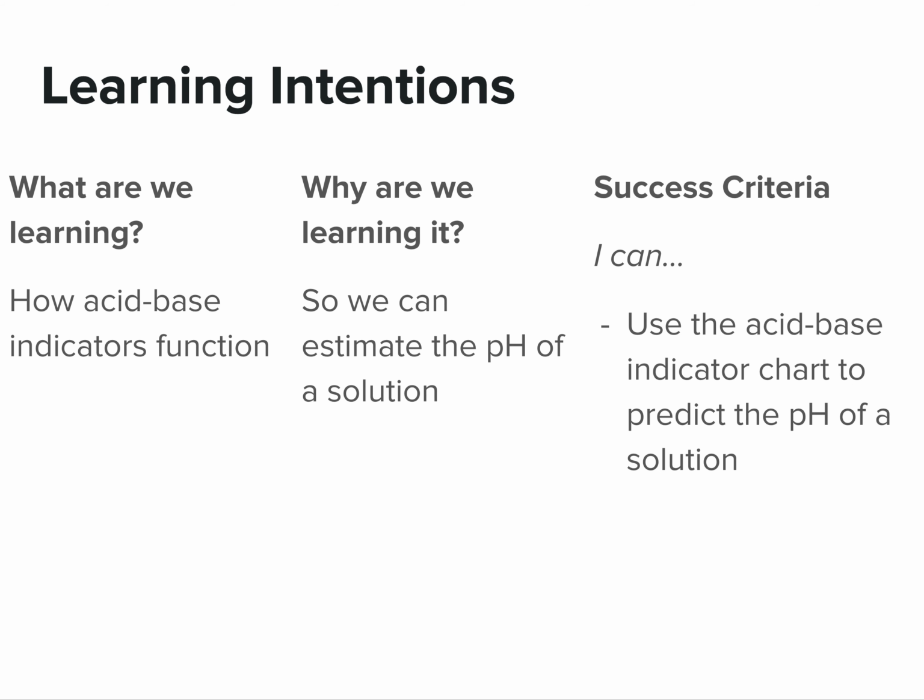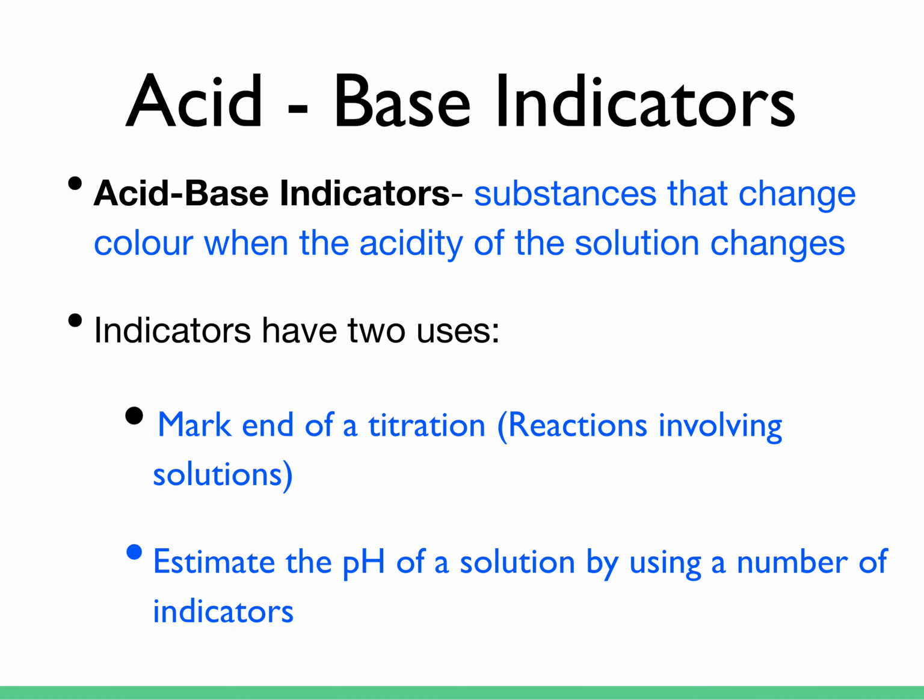I want to talk about acid-base indicators, so we're able to estimate the pH of a solution, and our success criteria is being able to use the acid-base indicator chart to predict the pH of a solution. So what is an acid-base indicator?